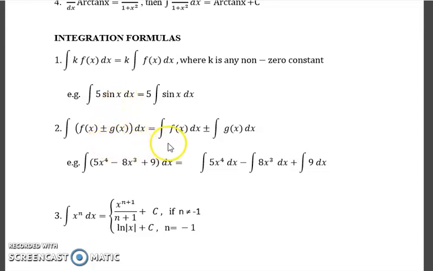This is the sum rule for integration. When you integrate a sum, you integrate each term with respect to x. For instance, if we want to integrate this polynomial function, it would be equal to the integral of the first term, minus the integral of 8x cubed, plus the integral of 9 with respect to x.